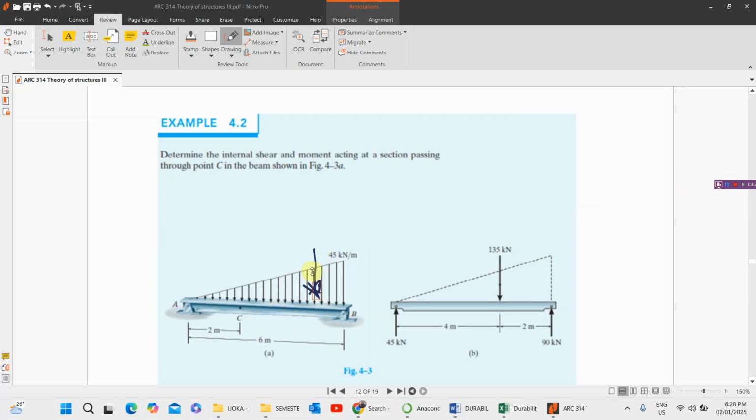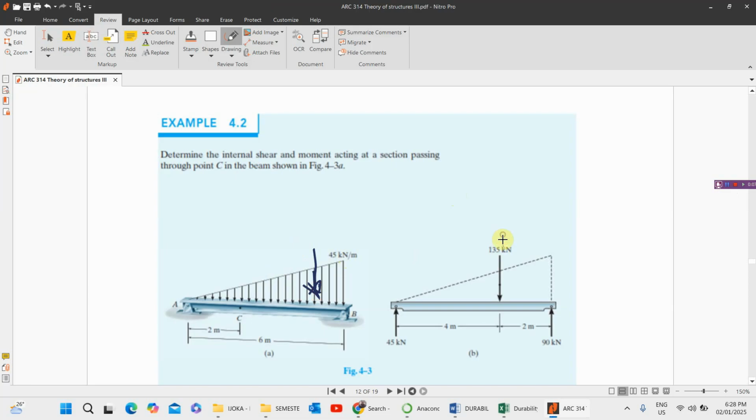To convert this to a point load is very simple. Just treat it like a triangle. We use the same formula for the area of a triangle, which is half base times height. So for this particular one, half times the base, which is 6, times the height, which is 45, will give us what? That will give us 135.